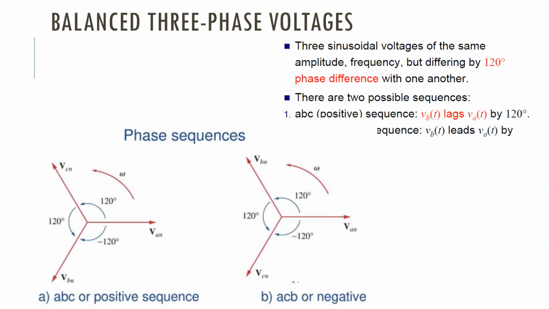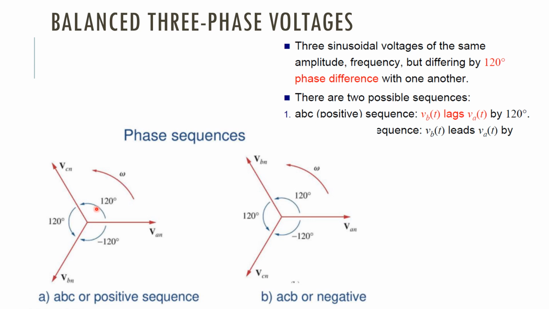Right. So normally we are going to study balanced three-phase voltages. Balanced three-phase voltage means that here VAN, VBN, VCN have the same magnitude, and the phases are placed 120 degrees apart from each other, right?